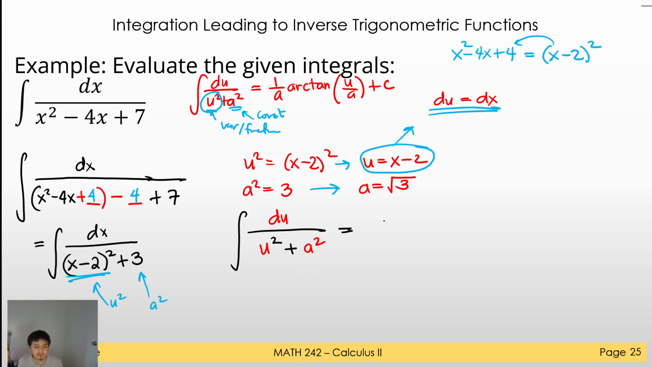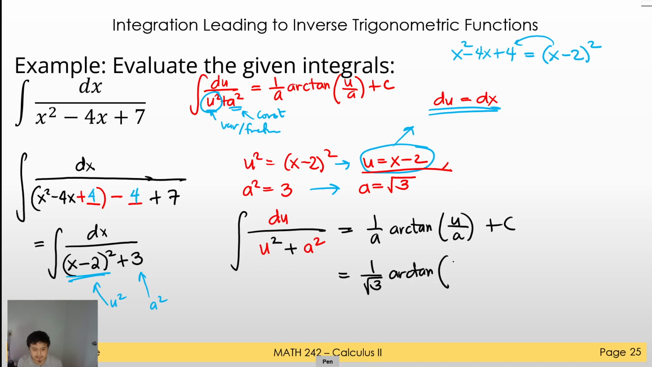So this is equal to, again, 1 over a arctangent u over a plus c. So therefore, the answer is 1 over the square root of 3, and then arctangent u over a. So u here is what? So u here is x minus 2. So we have x minus 2 all over a, which is square root of 3, plus c. So this will be your final answer.